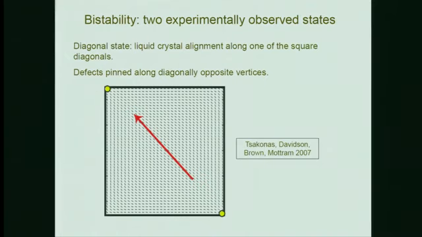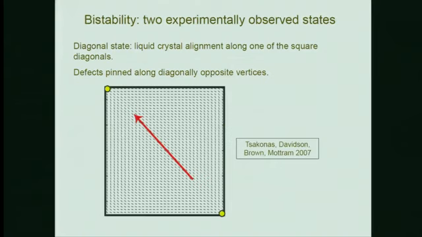Now, like I've already said, this device was first reported in this paper by Sakonas, Davidson, Brown and Mottram, and experimentally it was found to be bistable. So they found at least two stable states. And the first state they found was labeled the diagonal state. As you can see from the picture, in a diagonal state, the molecules are roughly aligning along one of the square diagonals, and you clearly have two possibilities because there are two diagonals.